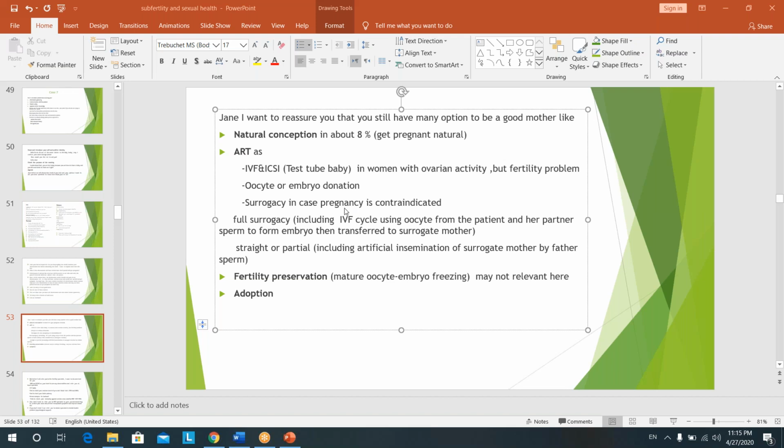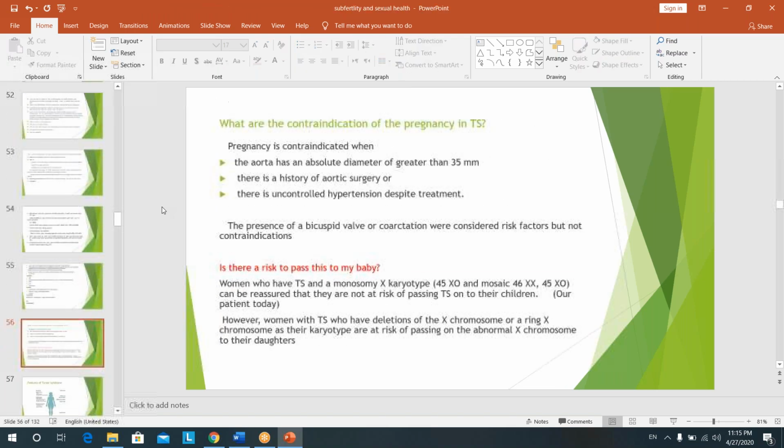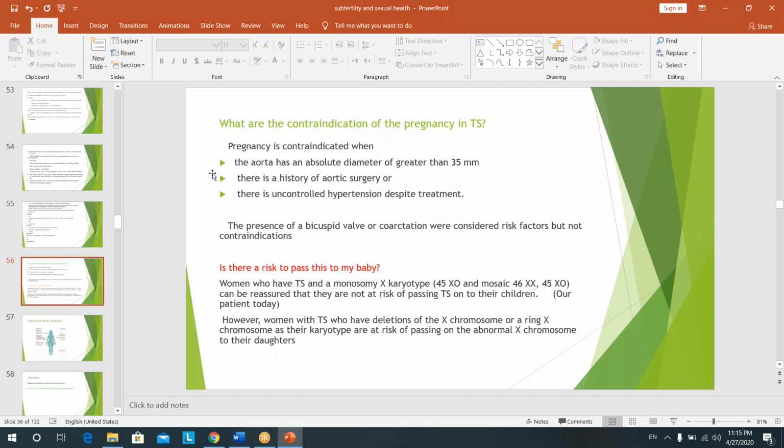We will see now what the contraindications are in a patient with Turner syndrome. We may be asked in the structured discussion task what the contraindications of pregnancy in Turner syndrome are. The pregnancy is contraindicated, the patient can't carry the baby, if the aortic diameter is more than 35 millimeters, if there is a history of aortic surgery, or if there is uncontrolled hypertension despite treatment. These are contraindications for pregnancy. So the patient can't get pregnant, and she has other options like surrogacy.